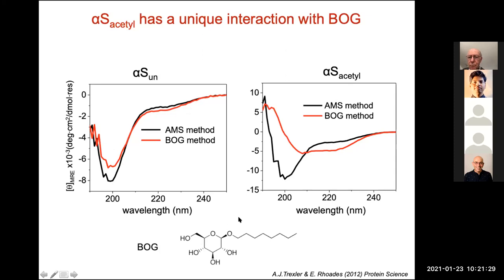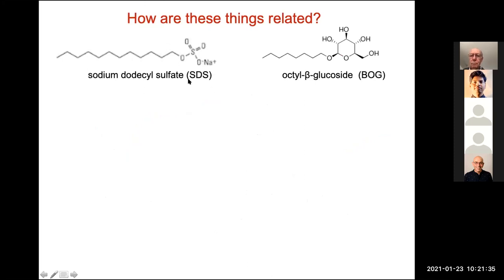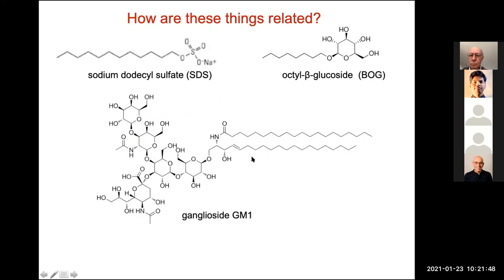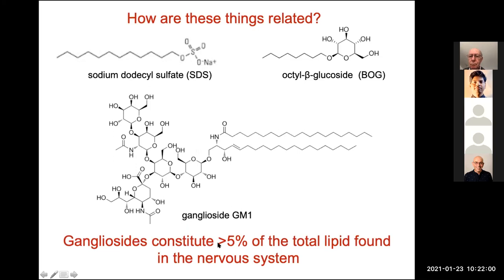That had us asking, what's unique about BOG compared to, say, other detergents that we might have used? If we look at SDS, which we've also used for purification, you can see the major difference is that rather than having a charged head group, we instead have a sugar group. To us, this was striking because we know that there are a lot of lipids that are modified by sugar groups in neurons. As many as 5%, I think, of the lipids found in neurons are modified by sugar groups. And so that had us very interested in whether there was some unique interaction between the sugar groups found on these lipids and the acetyl modification on the N-terminus.